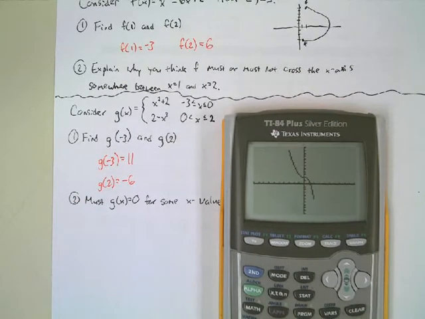Now, this piecewise function, does it have any jumps? Does it go through 0? It does, so this one's okay.